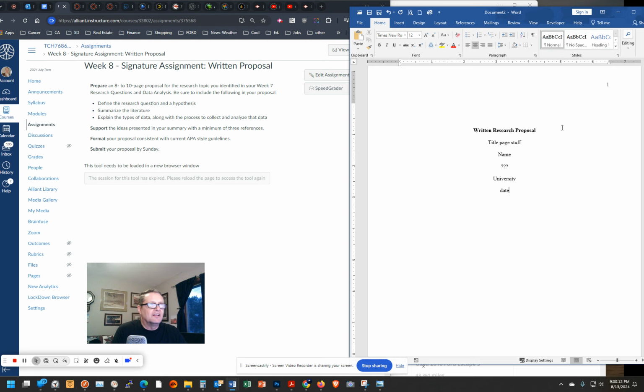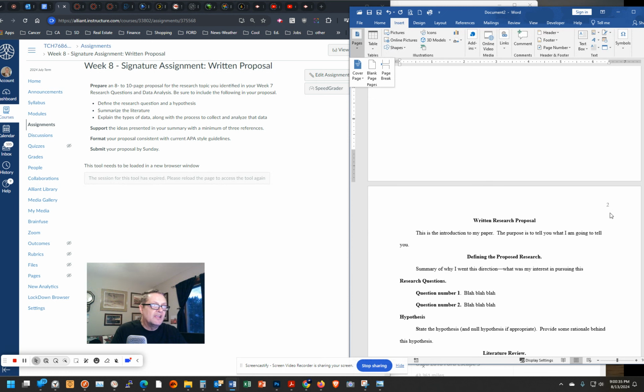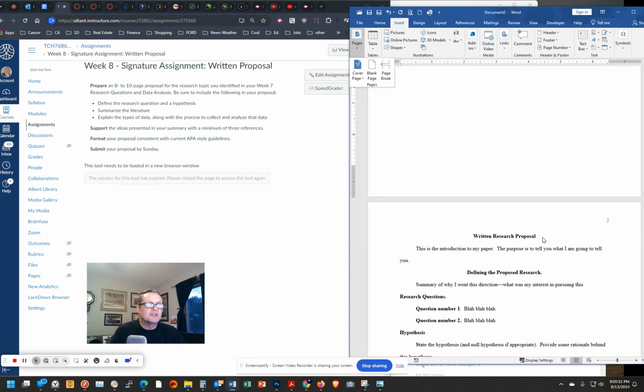There's my title. I put the page numbers up here. Title, page stuff, name, university, all that stuff, and then right here I inserted a page break. You do that by going Insert, Pages, Page Break, and select that, and it will give you a new page. My page numbering is in the header where it's supposed to be, and I repeated the title right here. That's what you're supposed to do in an APA student paper. Repeat the title. Written research proposal, written research proposal.